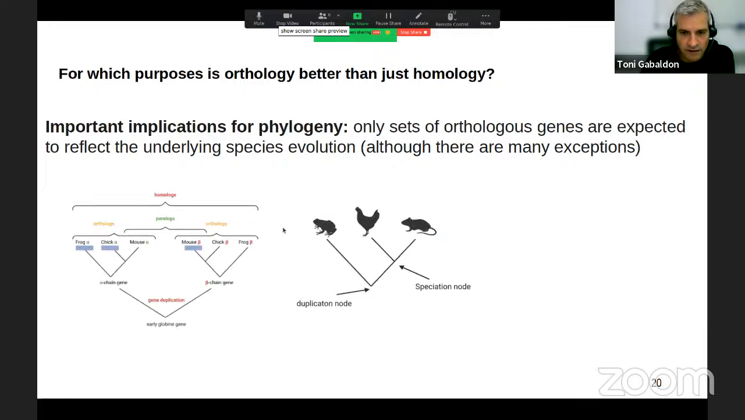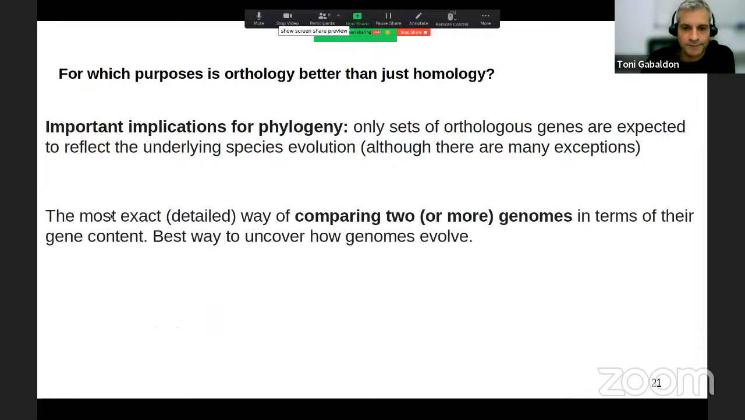I had to change the tree, which I didn't, but it will be mouse in the outgroup, and then the frog and the chicken closer together. So that's one thing to remember: for phylogeny we always need to use genes that are orthologous to each other, at least when using a gene concatenation approach.